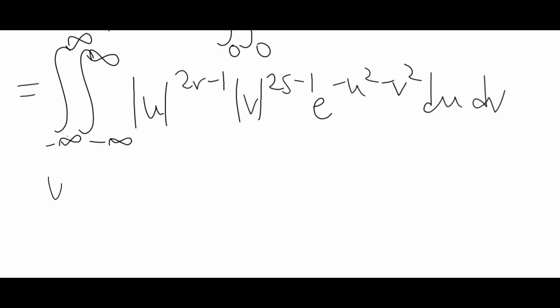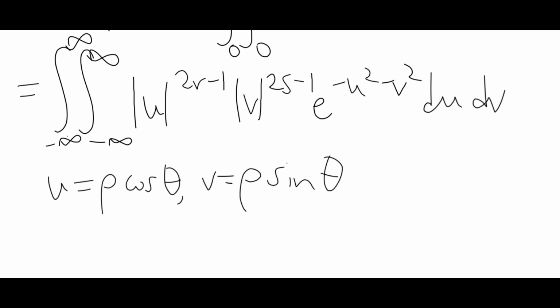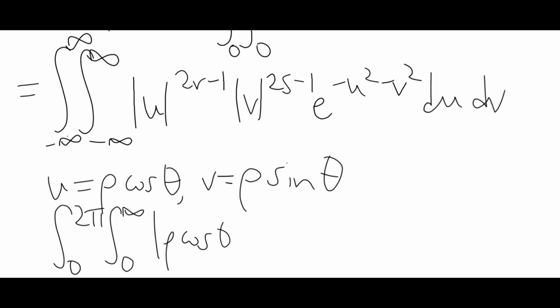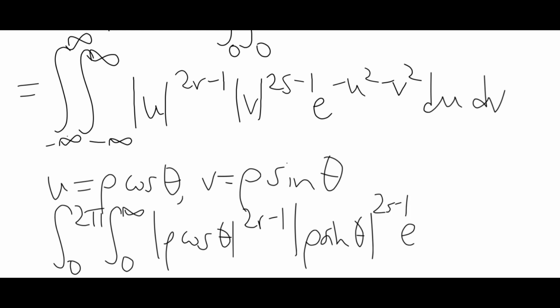Now we can use polar coordinates. So I would say u equals r cosine theta, except I've already used r. So I guess I'll use rho. And v will be rho sine theta. Okay, so now theta is going from 0 to 2 pi. Rho is going from 0 to infinity. And I have absolute value of rho cosine theta to the 2r minus 1, absolute value of rho sine theta to the 2s minus 1, e to the minus rho squared, and then I have an extra rho from the Jacobian.